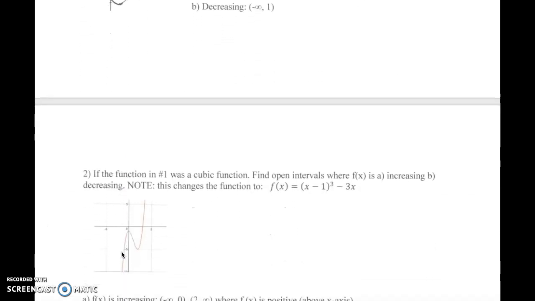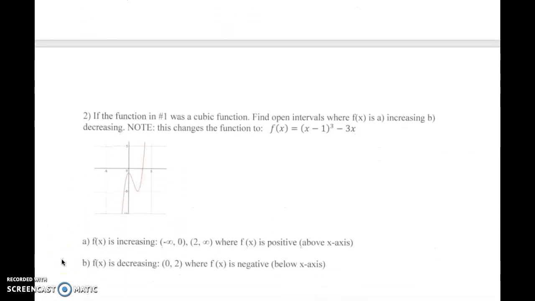If we had a function that was a cubic instead, so maybe this was a cubic function instead of a quadratic, we want to find where we're increasing and decreasing. It's a very similar type of function, in the same format here. But this is only telling part of the story.